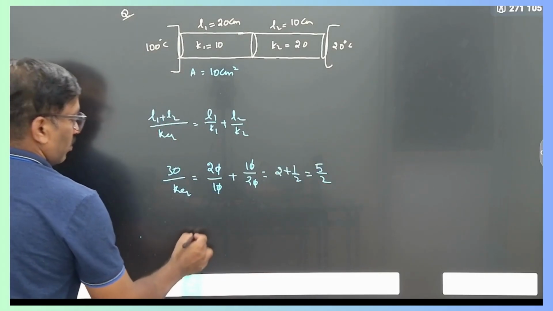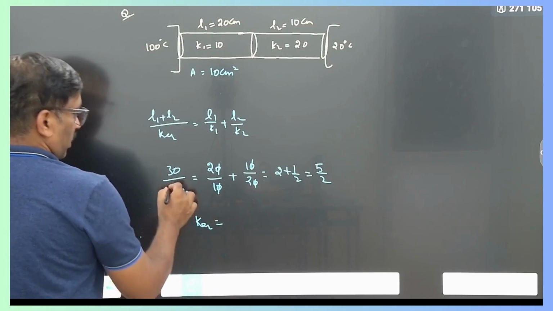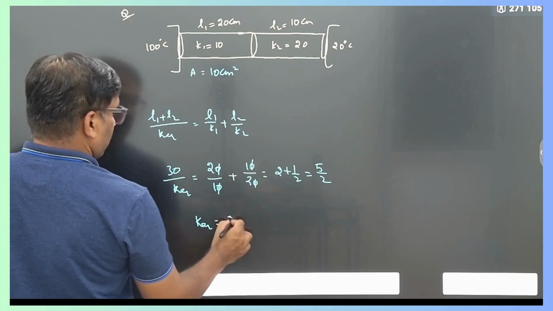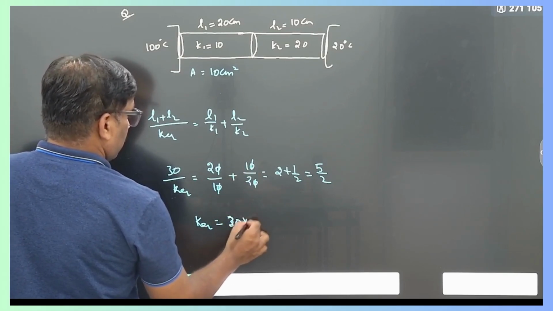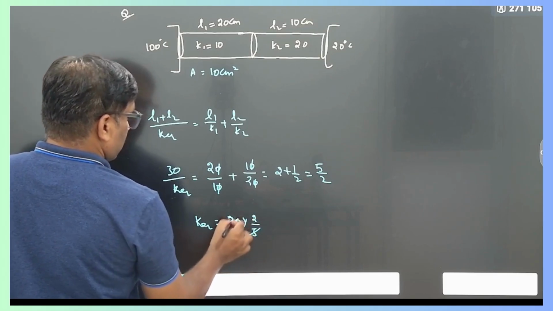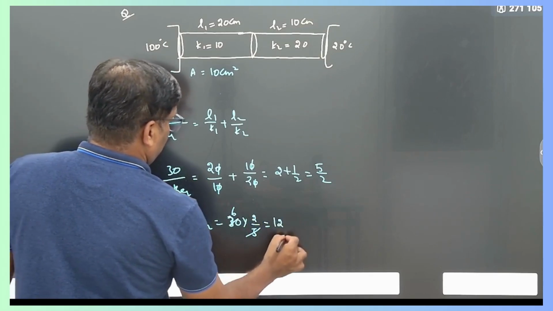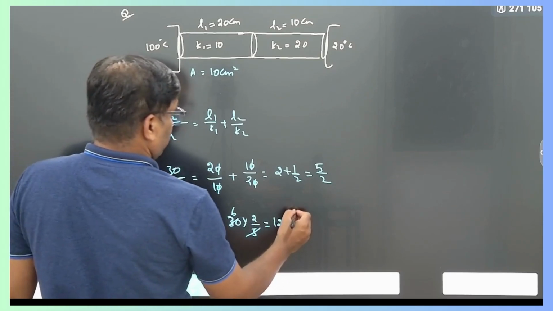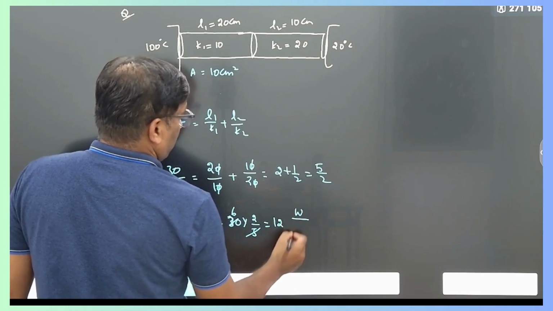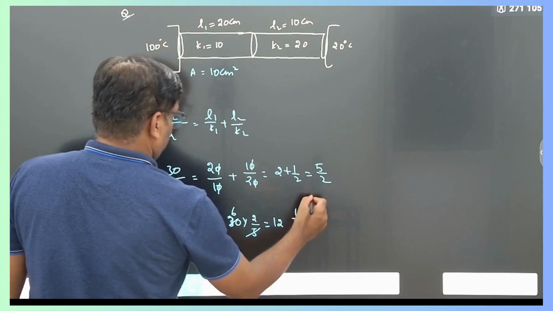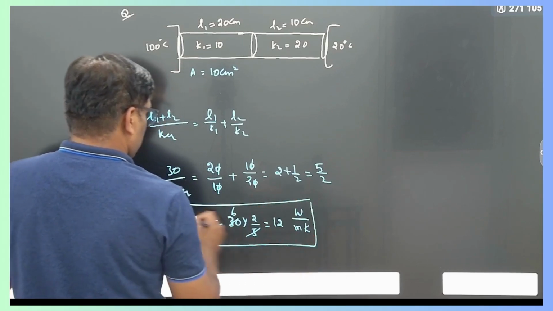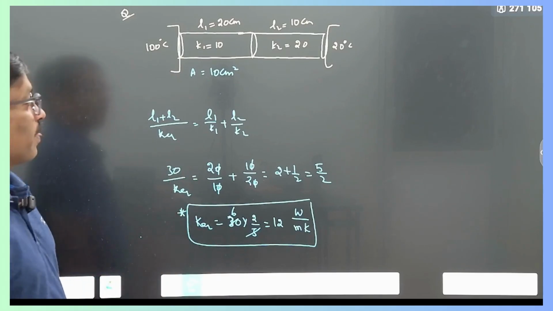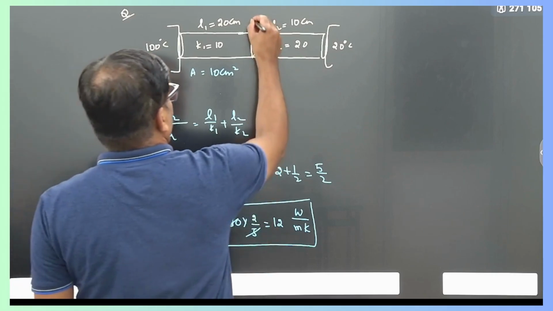So what can you write now? K equivalent, no? So here K equivalent is 30 into 2 by 5, 5 sixes are 30, therefore 12. So in SI unit, what is the SI unit? Watt per meter Kelvin, no? Clear? So this is your K equivalent now. Clear? So we want to calculate the junction temperature also.